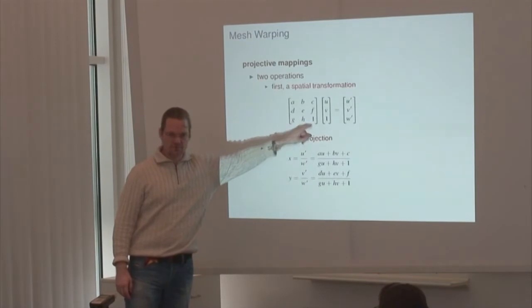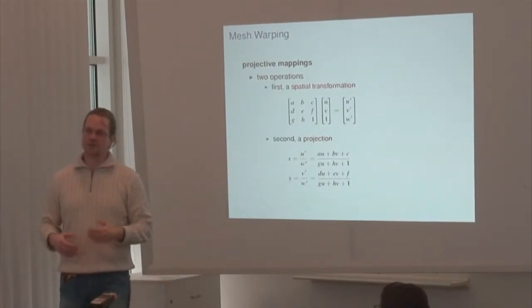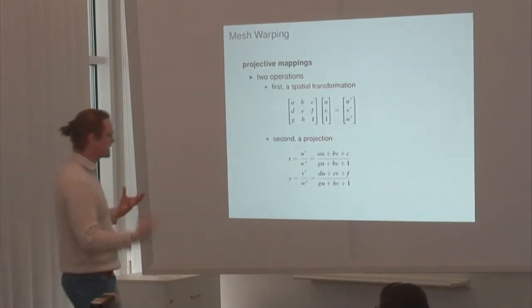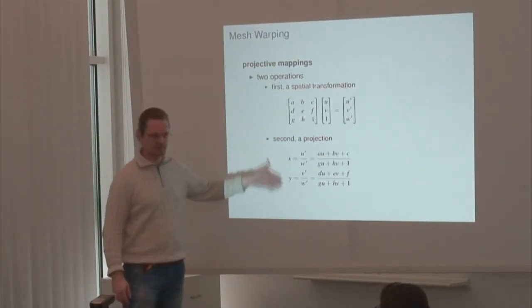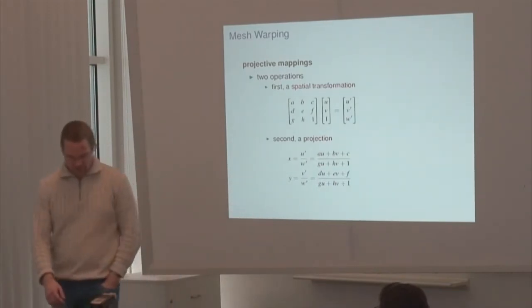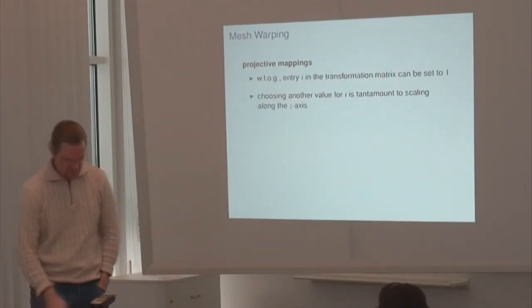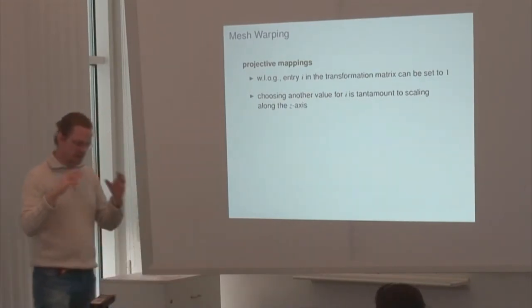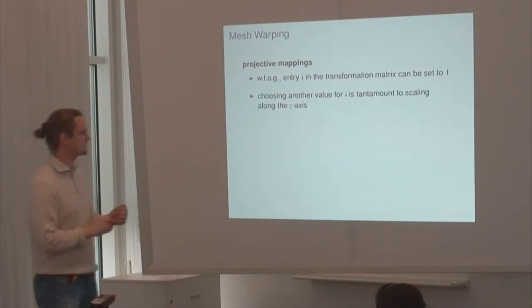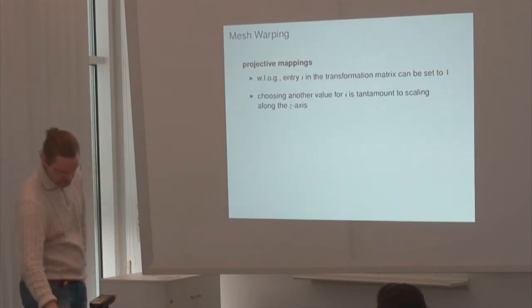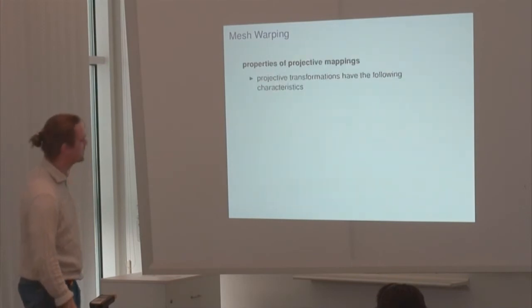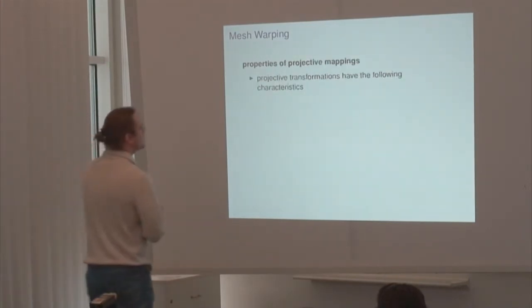If this was a number different than 1, geometrically this basically means some scaling along the z direction, but that scaling would be lost in this second step anyway. And therefore, in order to simplify our lives, we can set this element of this perspective or projective transformation matrix to 1 without loss of generality. And this is what I just said. It's a scaling along the z-axis which will be lost after the projection anyway.